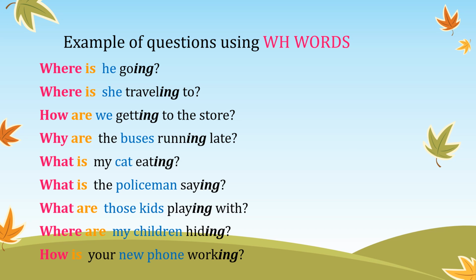These are the examples of questions using WH words. For example, where is he going? Where is she traveling to? How are we getting to the store? Why are the buses running late? And so on. So remember, when you make a question, if you want the answer to be general, you must start the question with WH words. If you want the yes or no answer, you must use the positive questions and the negative questions. It's very simple.